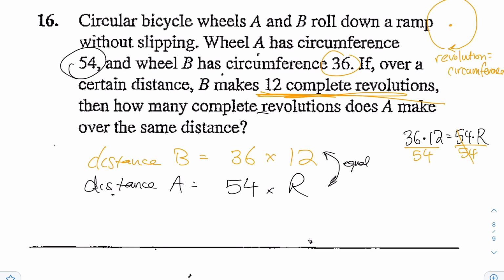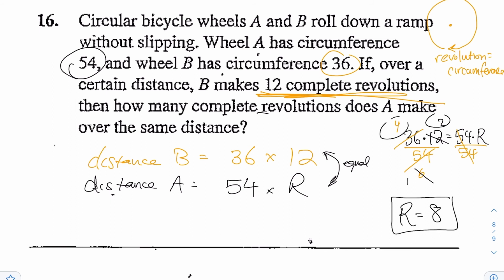For example, 36 and 54 have a common factor of 9 in it. So if you divide by 9, you have 4 left over on the top. If you divide by 9, you have 6 left over on the bottom. And then 12 and 6 have a common factor of 6, so you have leftovers of 2 and 1. And now it becomes mental math. 4 times 2 is equal to r, which is equal to 8. So 8 times 54 is equal to 36 times 12.